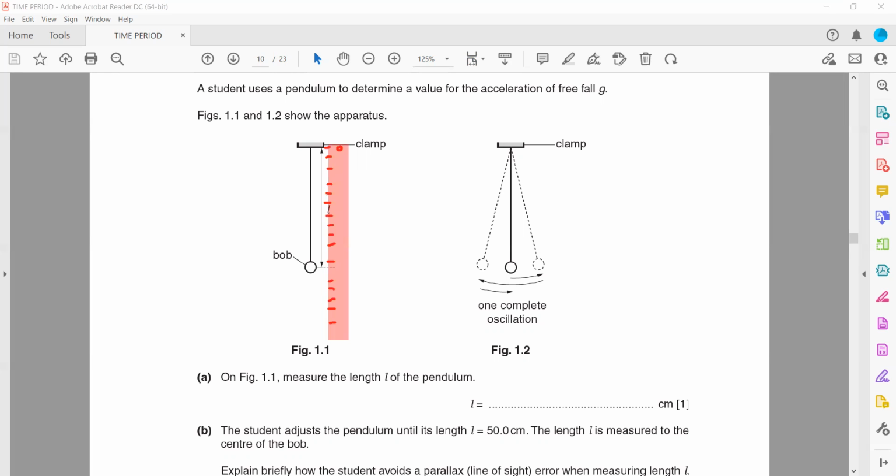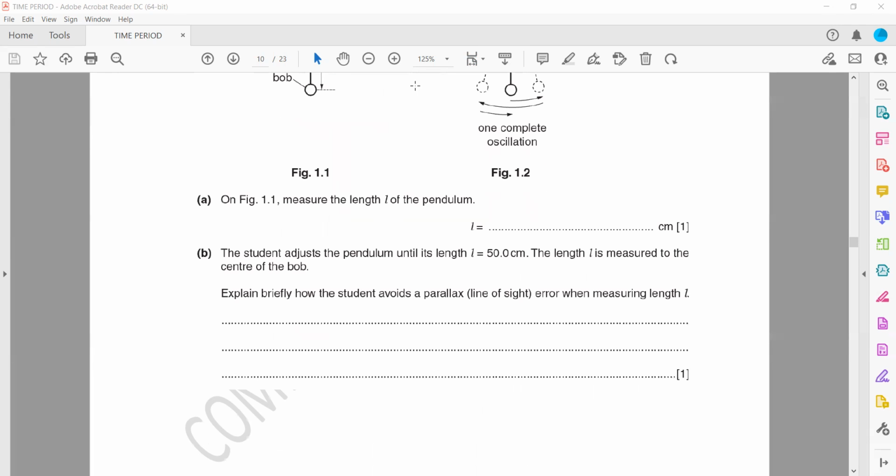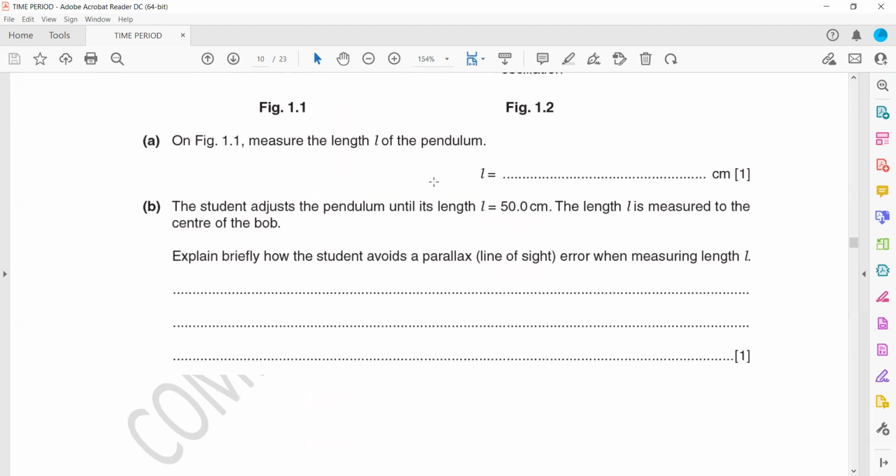If it is in centimeter, you will read your scale or the ruler in centimeter. Say this is 4.1, so I write 4.1 centimeter. This one is 4, and after 4, one line is there. So this will be 4.1 centimeter. Then the student adjusted the pendulum, and its length is now 50 centimeter.